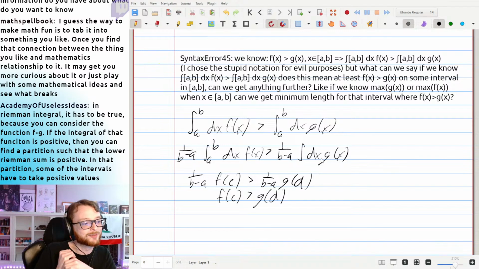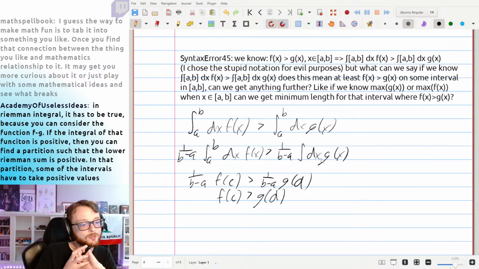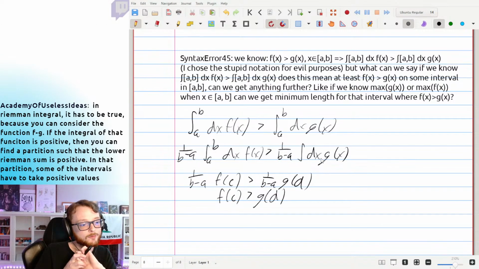I guess so. Yeah. Given an integral has to be true, consider the function f minus g. The integral of that function is positive. Find a partition such that the lower Riemann sum is positive.